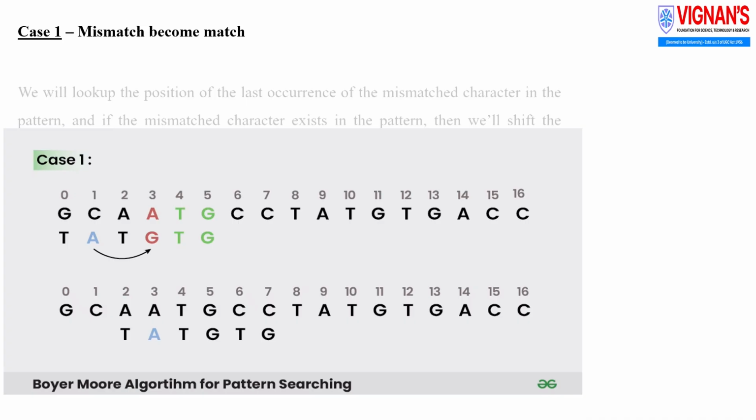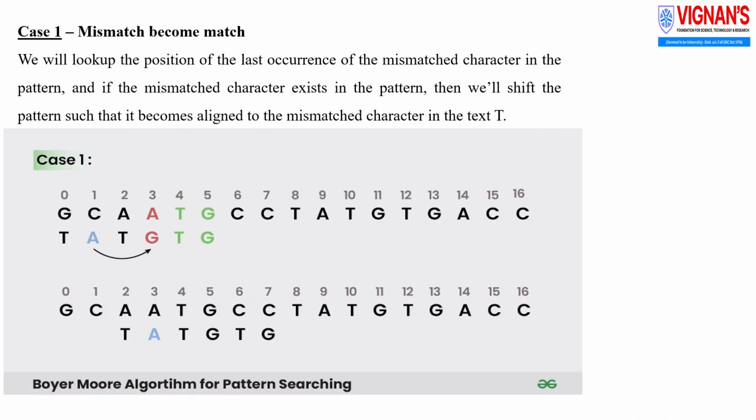Case 1, mismatch becomes a match. We look up the position of the last occurrence of the mismatched character in the pattern. If the mismatched character exists in the pattern, then we shift the pattern so that it becomes aligned with the mismatched character in the text T.